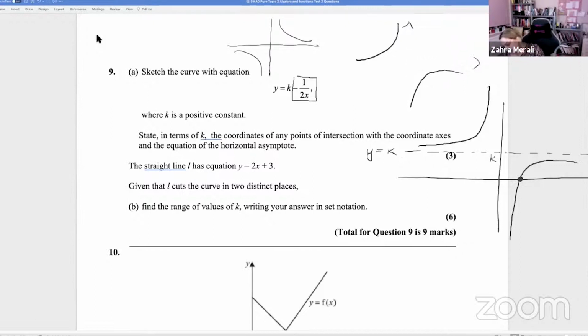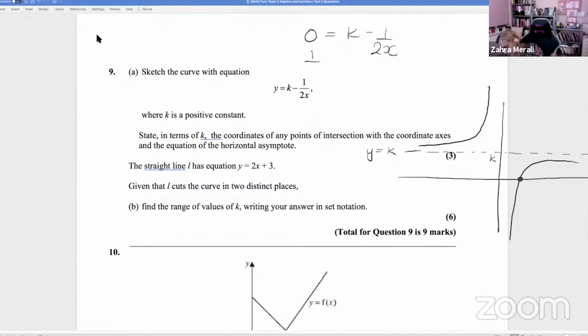So where it cuts the axes, we know at that point there, y is 0. So 0 equals k minus 1 over 2x. 1 over 2x equals k. So x equals 1 over 2k. So this coordinate here would be (1 over 2k, 0).